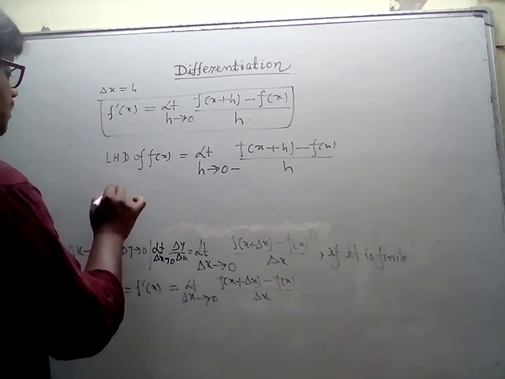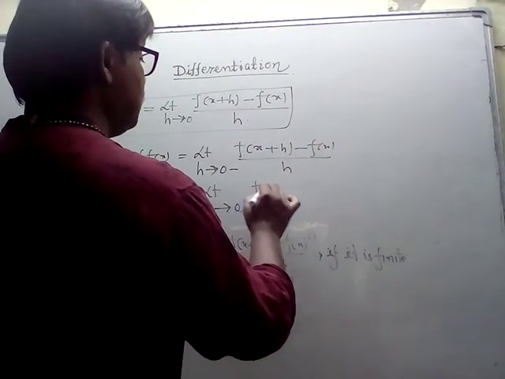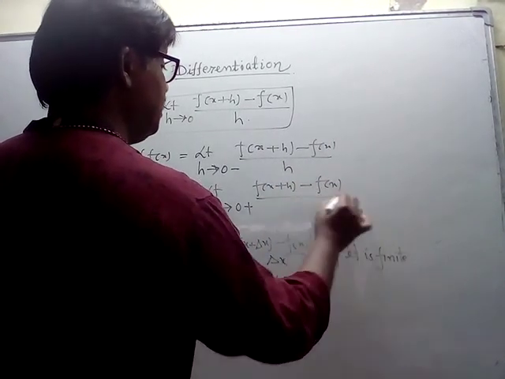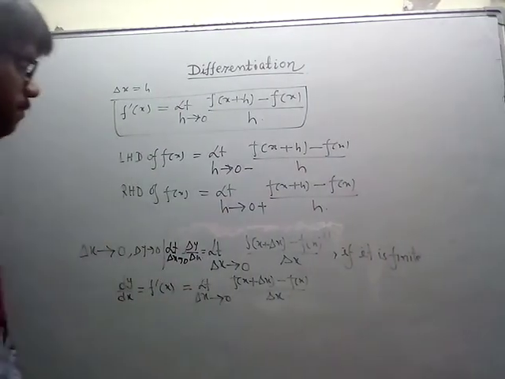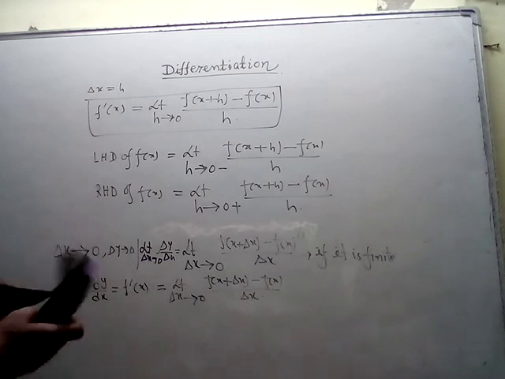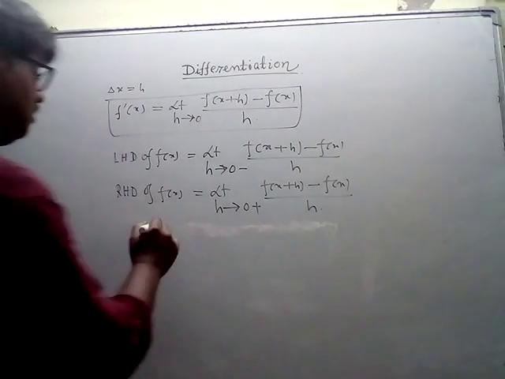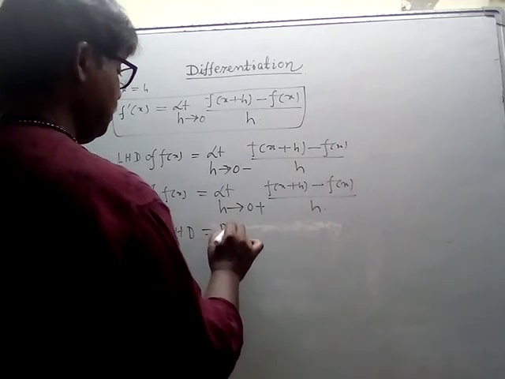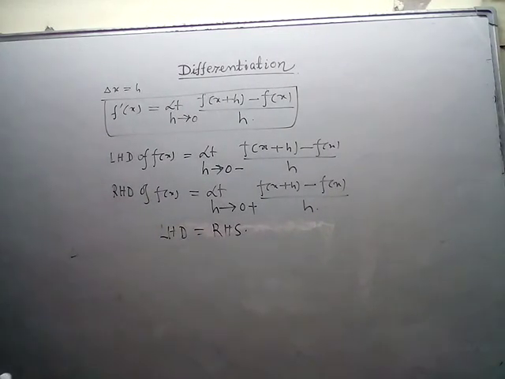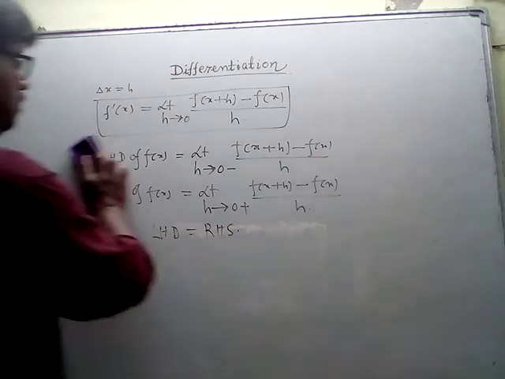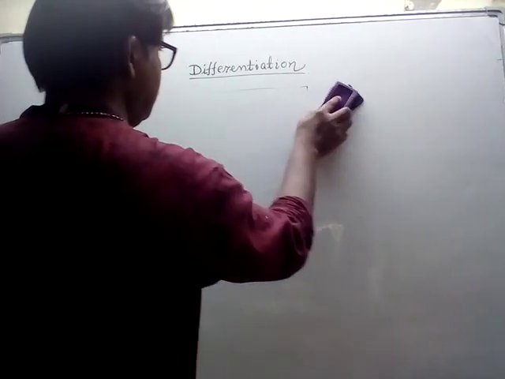And the right hand derivative of f(x) will obviously be limit h tends to 0 plus of f(x plus h) minus f(x) divided by h, that is the value of h is always greater than 0 but approaches 0. If these two derivatives are equal, that is the left hand derivative equals the right hand derivative, then we say the derivative of f(x) at the point x exists. Both derivatives must be equal, then we say the derivative exists.